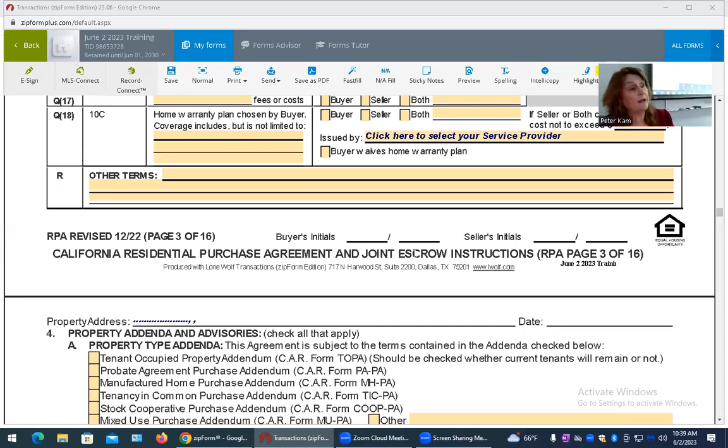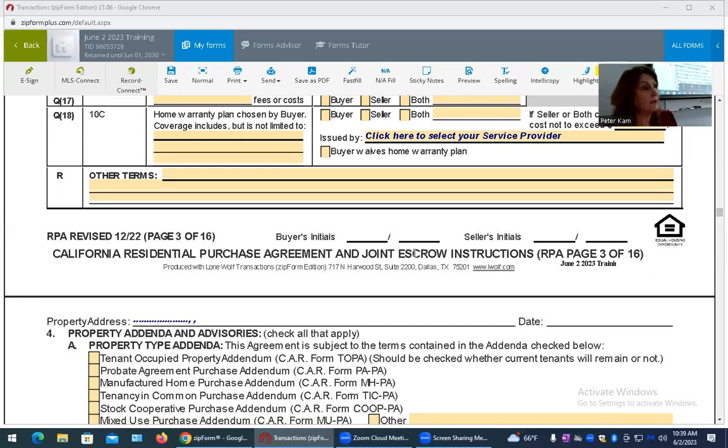It's a little bit different on AIR, because on AIR, you insert in the liquidated damages the amount that is the liquidated damages. But on CAR, it's whatever your initial deposit is. So I just want to make sure that we understand that distinction and remember the 3% cap on residential.